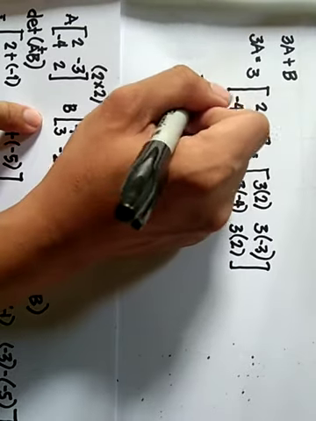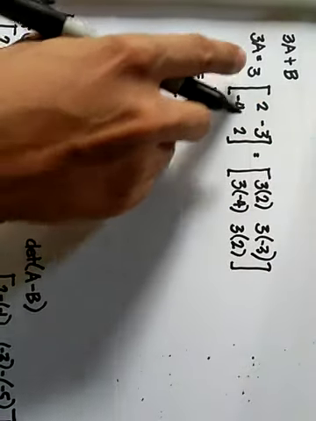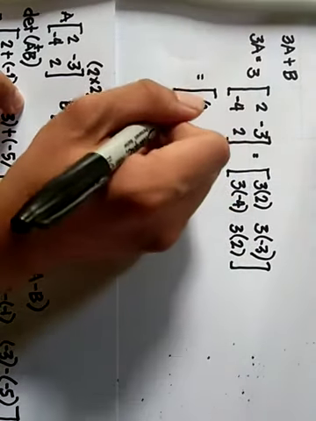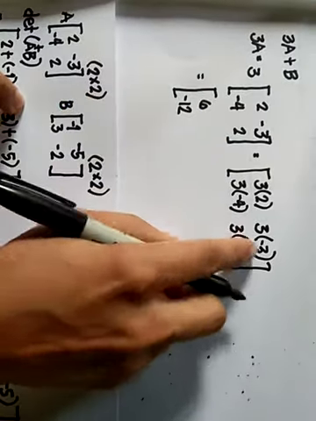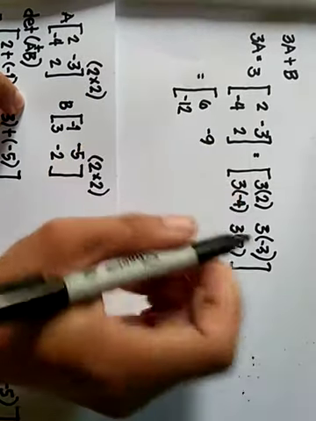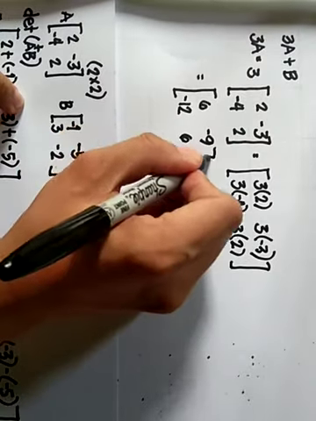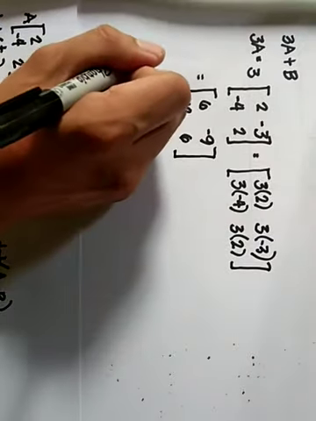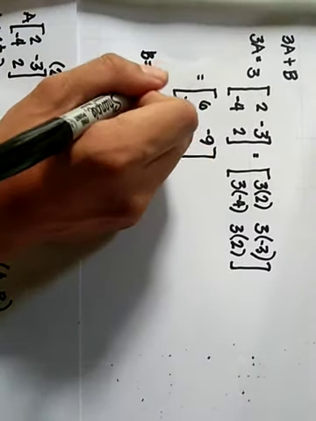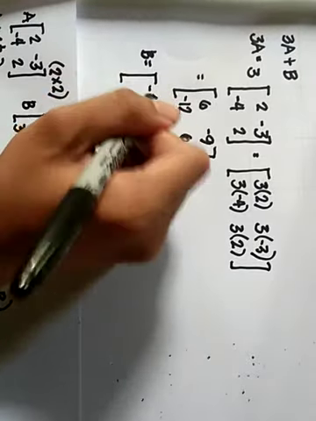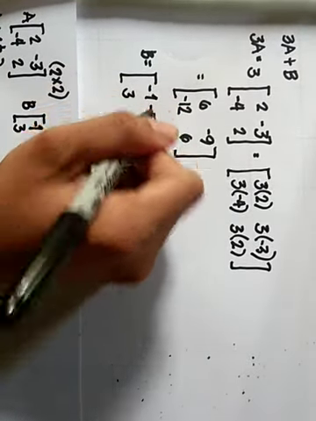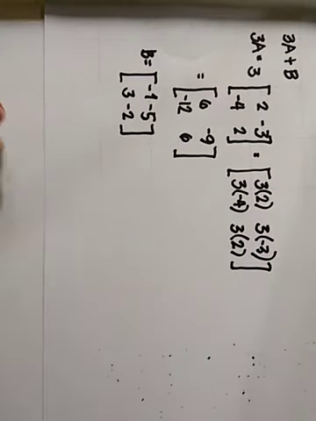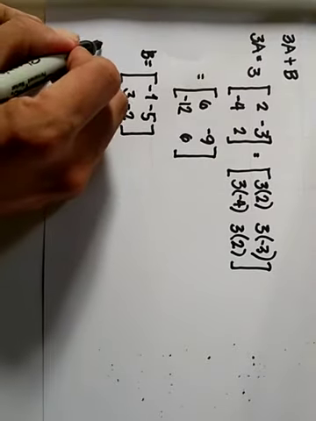So magkakaroon tayo ng final matrix or 3A na 3 times 2, which is 6. Then 3 times negative 4 is negative 12. 3 times negative 3, we have negative 9. And then 3 times 2, we have 6. So, since may value na tayo ng 3A, and yung matrix B natin is negative 1, 3, 5, negative 2, we can now determine kung ano yung 3A plus B natin.